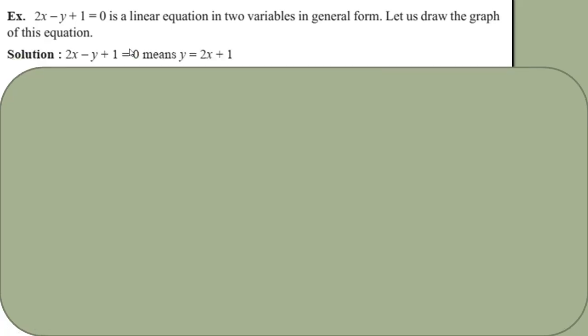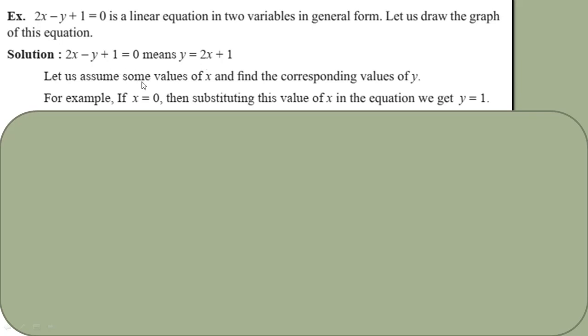Firstly, solution. Step 1: we write 2x minus y plus 1 is equal to 0, which means y is equal to 2x plus 1. So we'll send y to this side and form the equation for the value of y in terms of x. So y is equal to 2x plus 1. We rearrange this equation. Then let us assume some values of x and find the corresponding values of y.